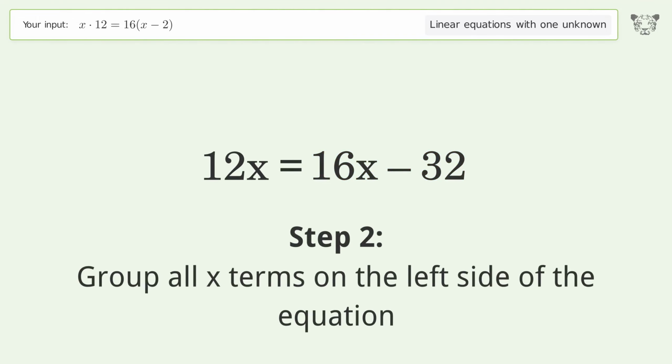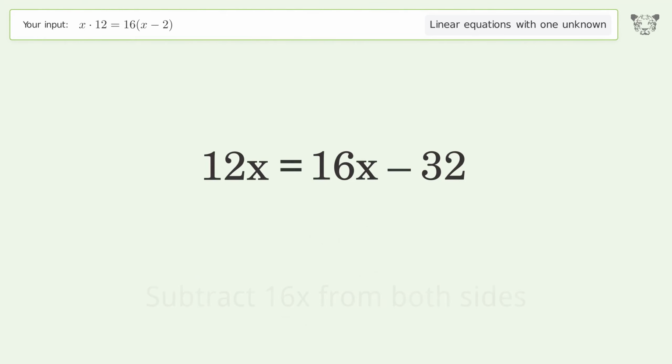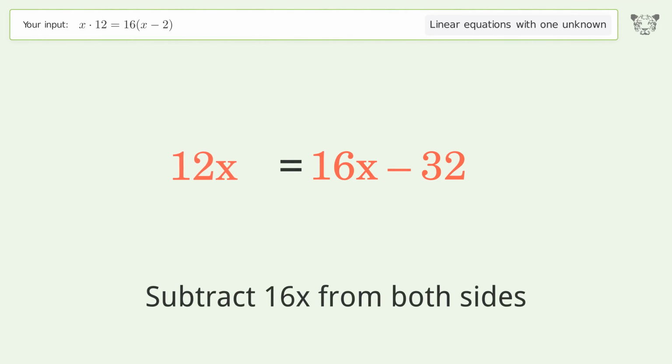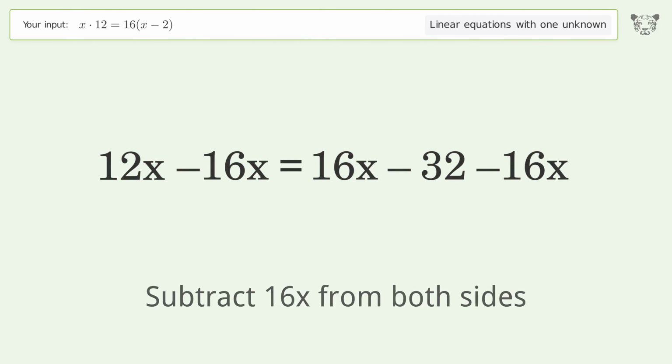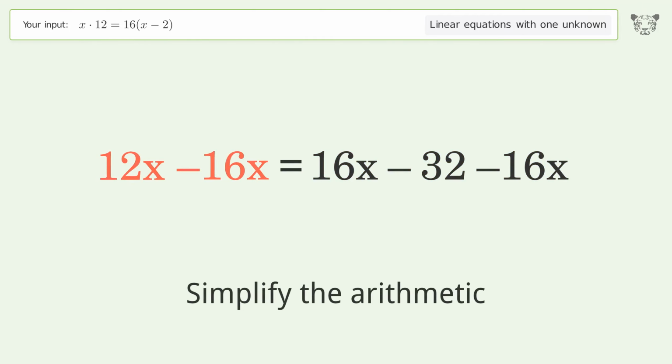Group all x terms on the left side of the equation. Subtract 16x from both sides. Simplify the arithmetic.